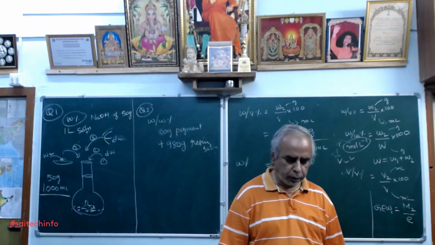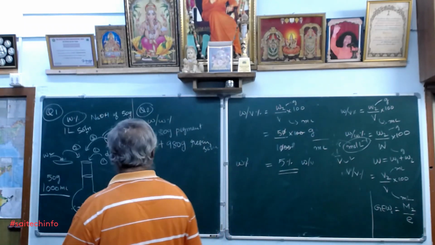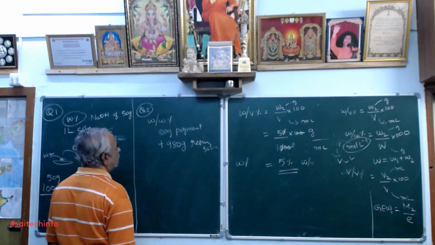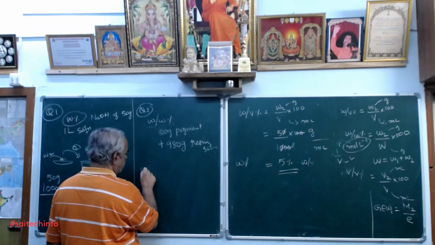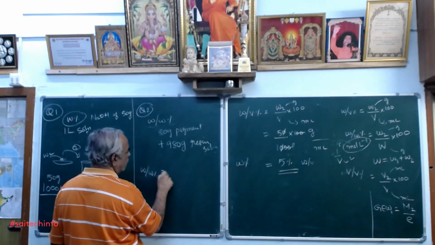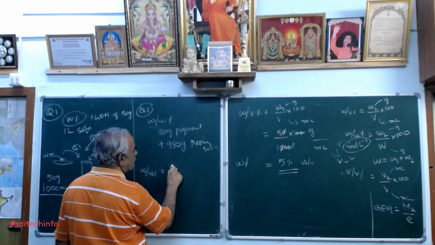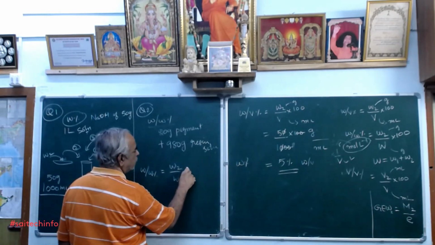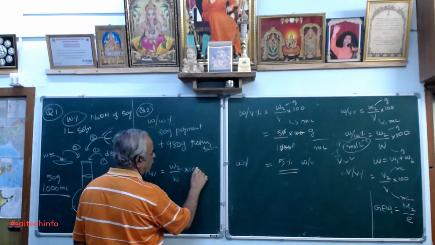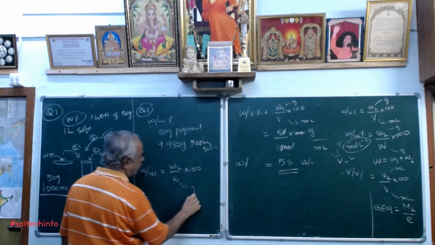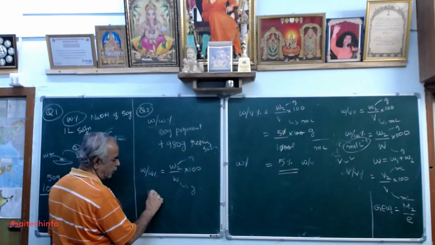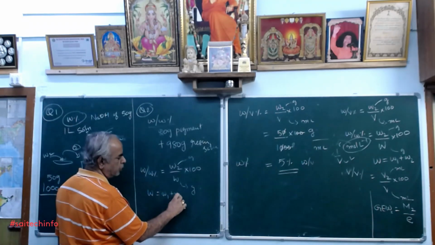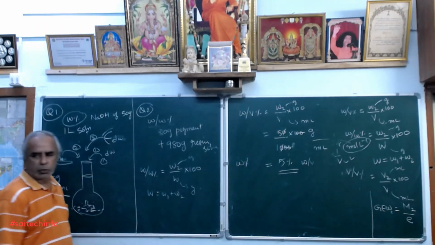Okay, next. So we have to find out the weight by weight percentage. So what is the formula for weight by weight percentage? That is given as W2 divided by W into 100. So once again this should be in gram and this should be in gram. So this W is nothing but W1 plus W2, is it not? The total weight of the solution.